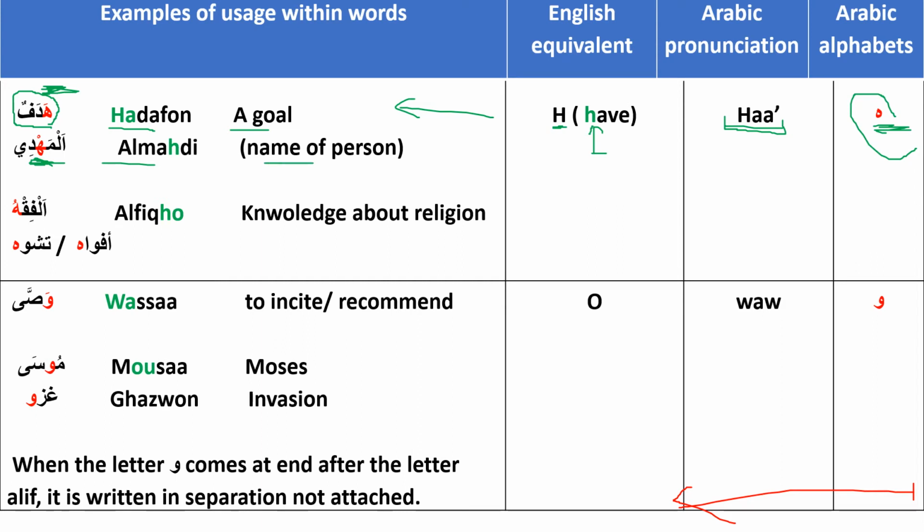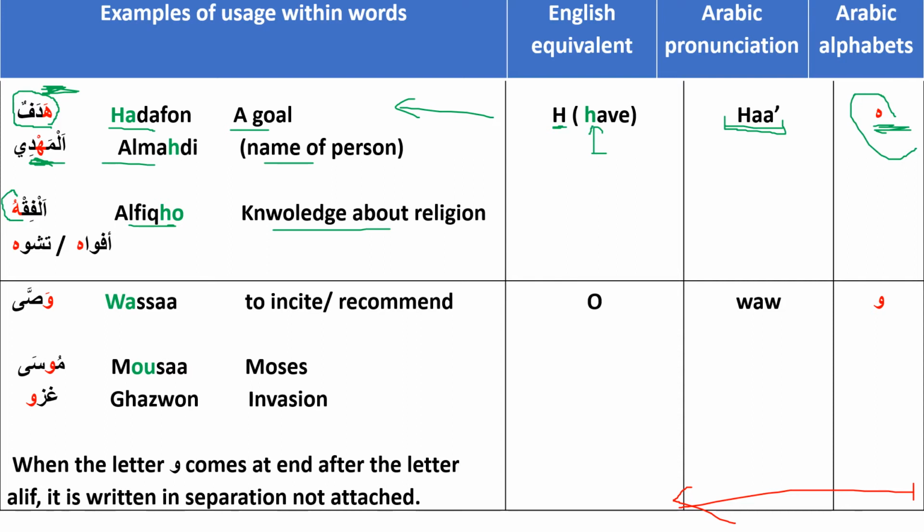Then Al-Fiqhu, that's how it looks at the end of the word. Look at the shape it takes, like a pillar, then a little circle attached to it. Al-Fiqhu means knowledge about religion or knowledge in general.